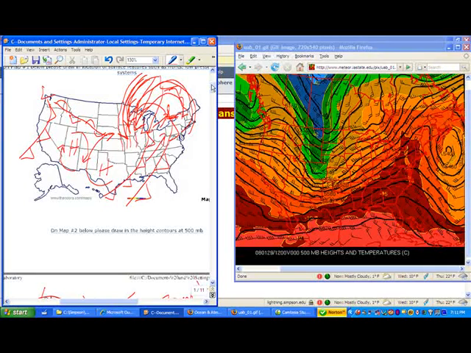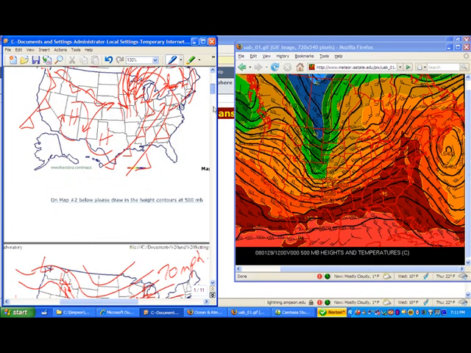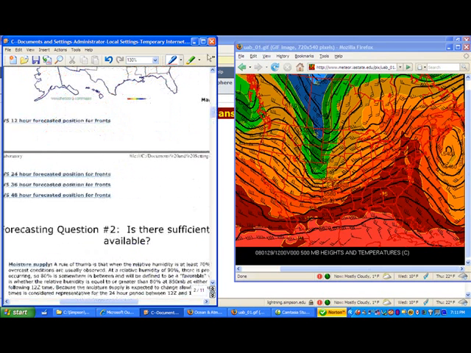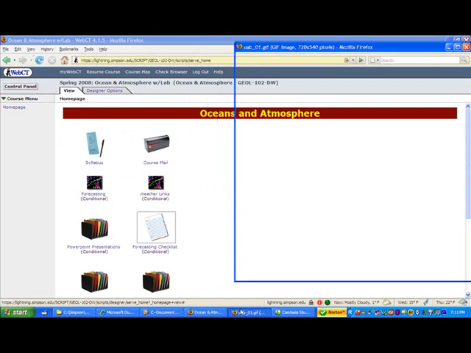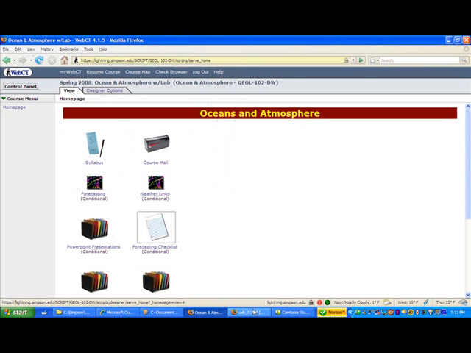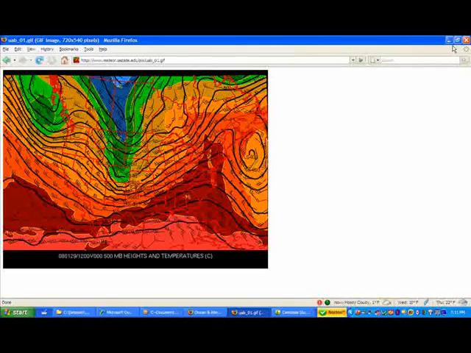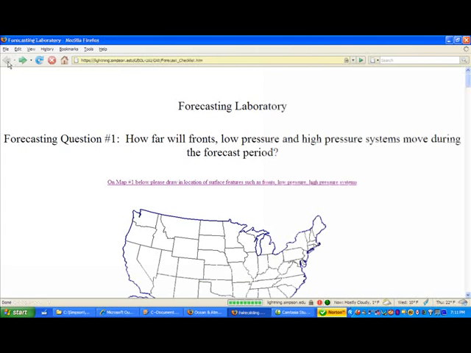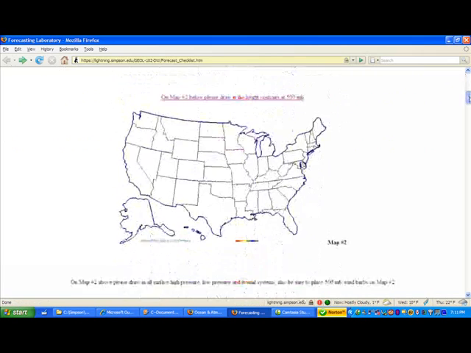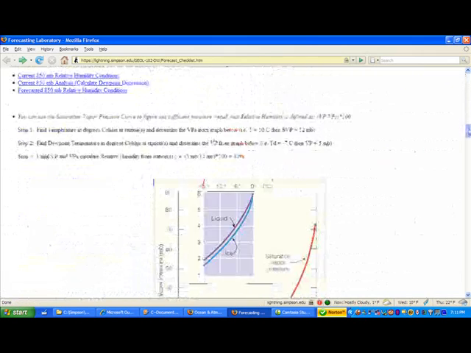So we know how far our front will move and how the high pressure will move over the next 24 hours. But one of the things that you're forecasting for is the presence of sufficient moisture. Are we going to have sufficient moisture present? Now, by the time you're listening to this particular module, we will have covered, on February 2nd, atmospheric moisture. We will have also talked about something called the saturation vapor pressure curve. So these will begin to become more familiar to you.